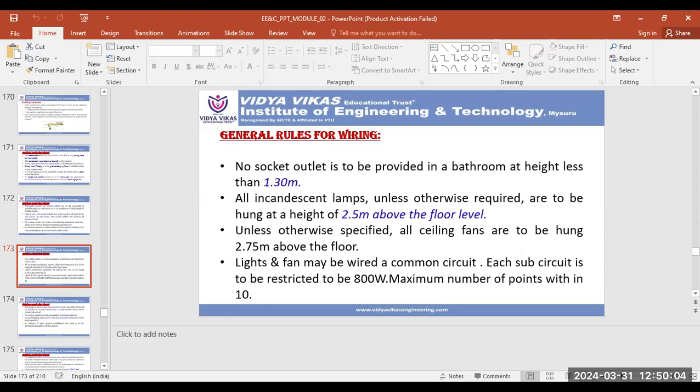Each sub-circuit is to be restricted to 800 watts, with the maximum number of points within 10.